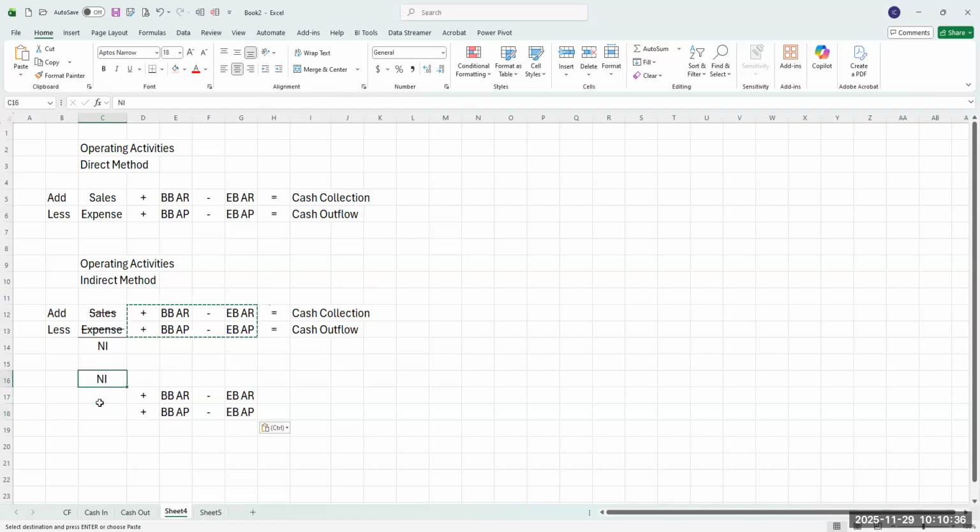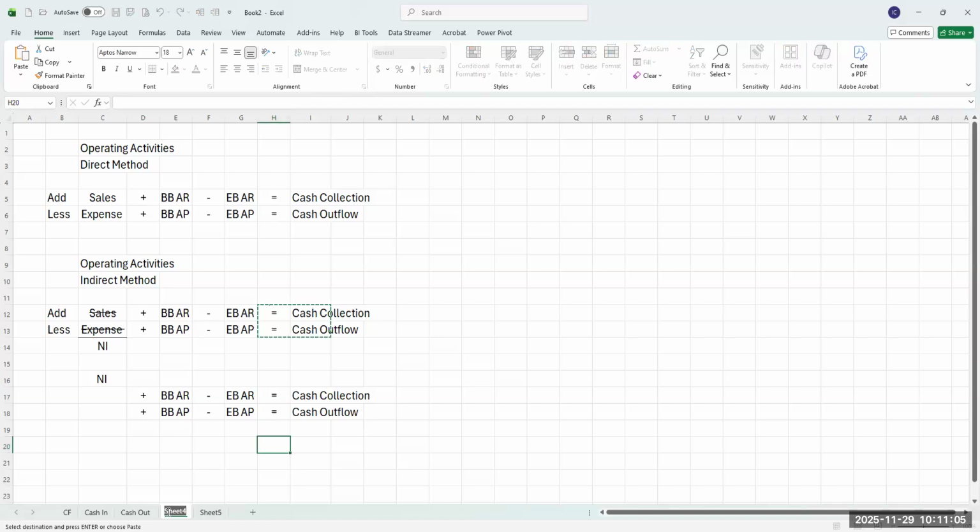In the indirect method, I'm not chasing any more sales and expenses. Why? Because I'm starting with the net income. Net income already has those. So what I'm doing is only getting the difference between accounts receivable and accounts payable. And I'm getting my cash. That will be my cash collection. The other one will be my cash outflow, and I'm done. And that's the difference between one versus the other. Direct versus indirect.